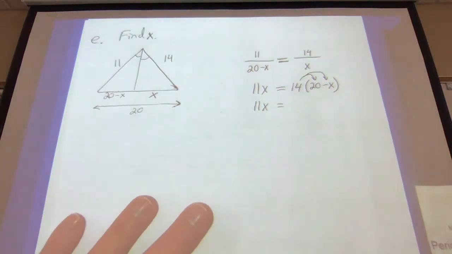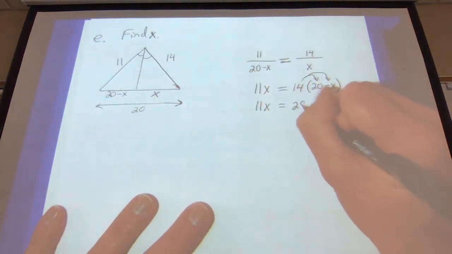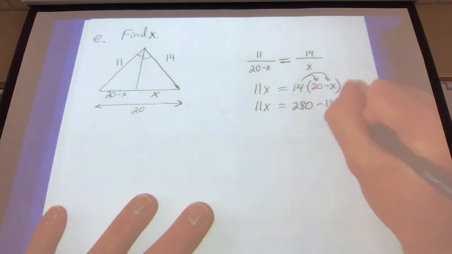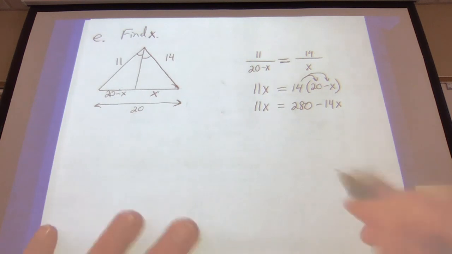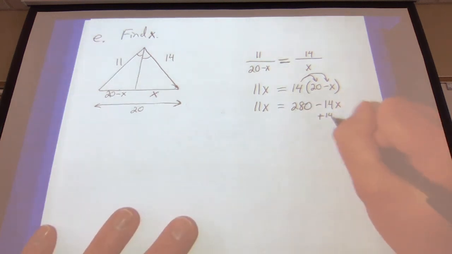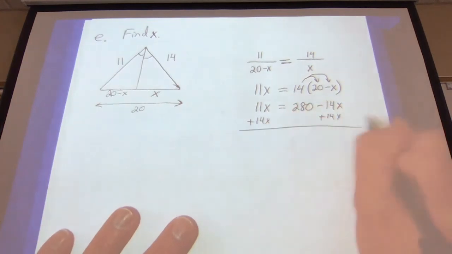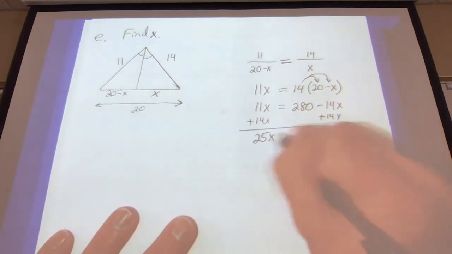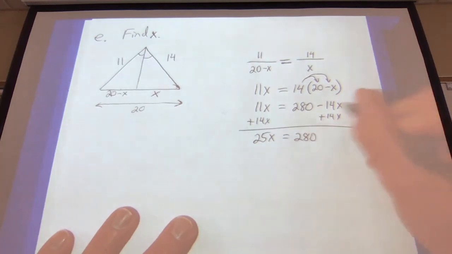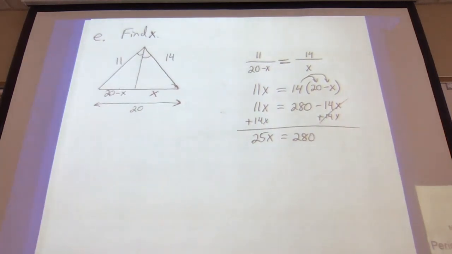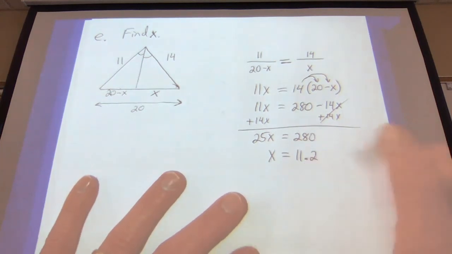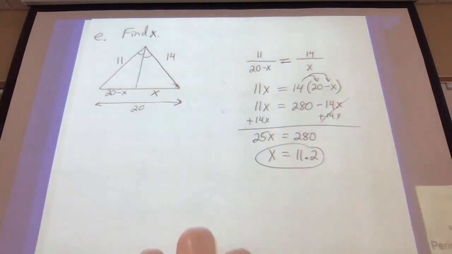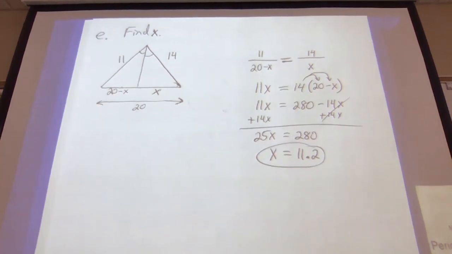Still have 11x on the left. 14 times 20 is 280. 14 times negative x is negative 14x. And then I'm going to move that 14x over to the left. If I add it to the left, 11x plus 14x is 25x. Get 280 here, and these become 0. And 280 divided by 25 is going to be a decimal again. That's going to be 11.2. Like always, don't be surprised if you get decimals for answers when you do this.